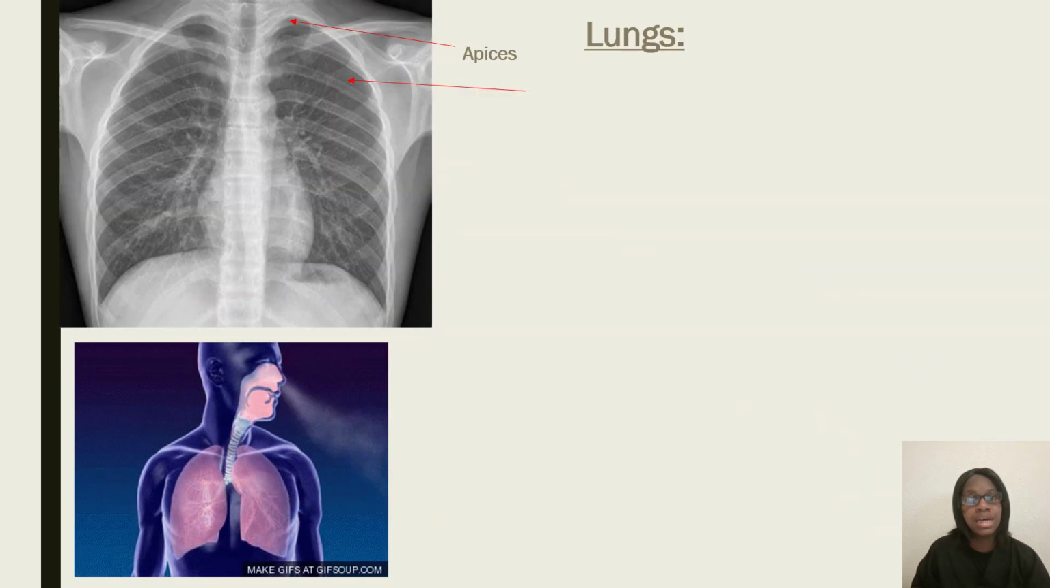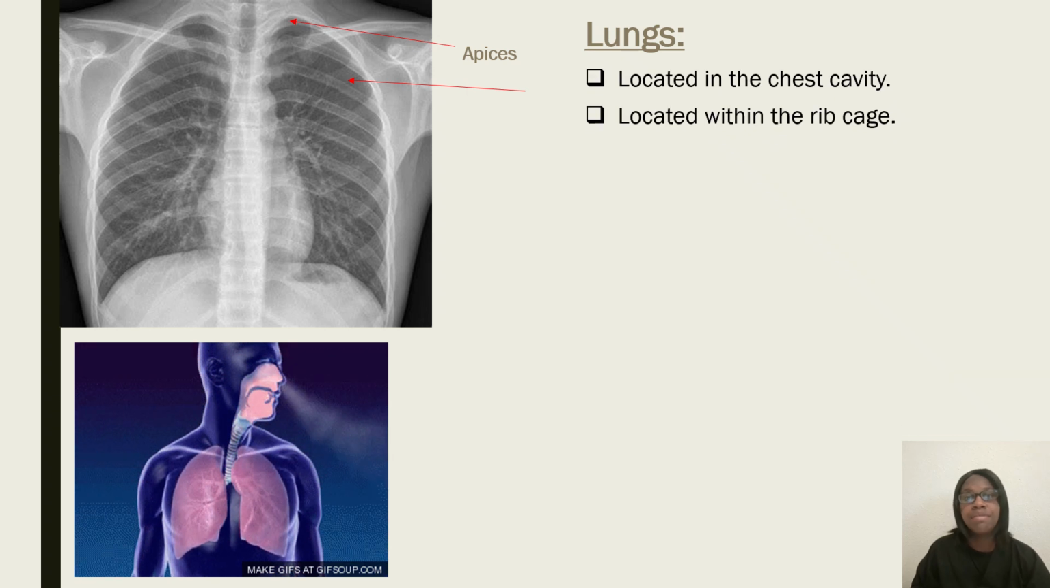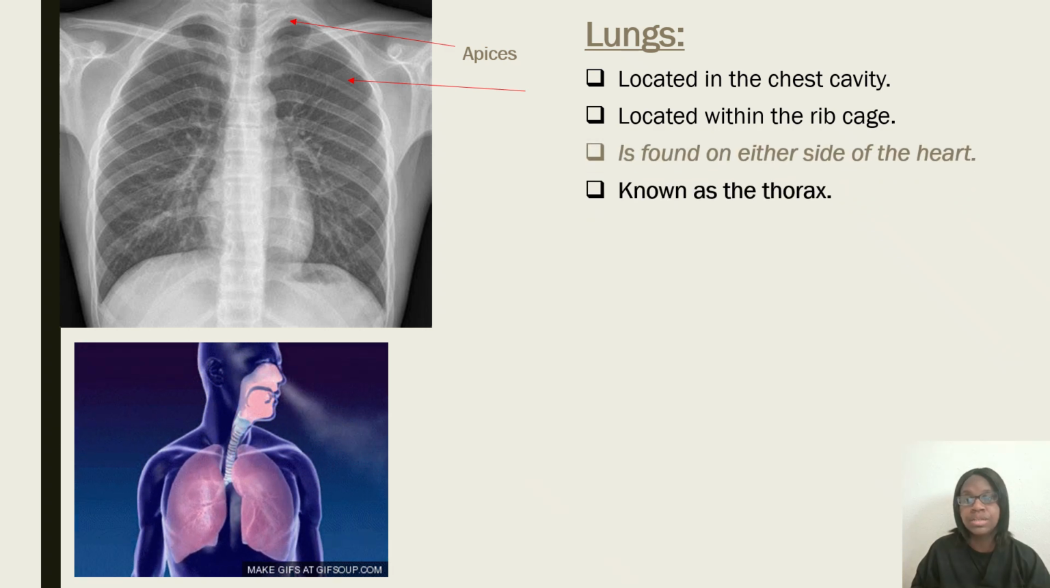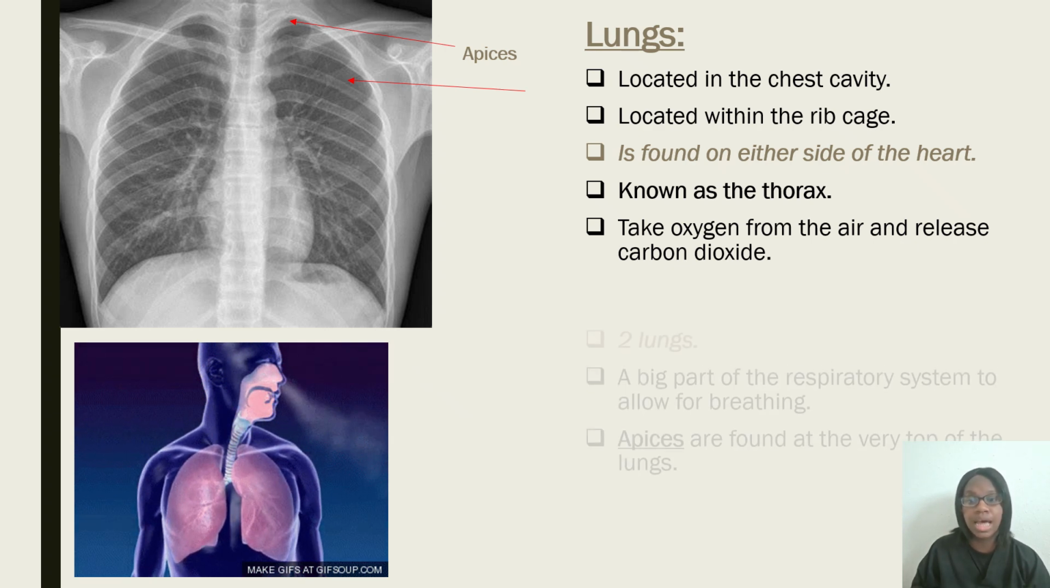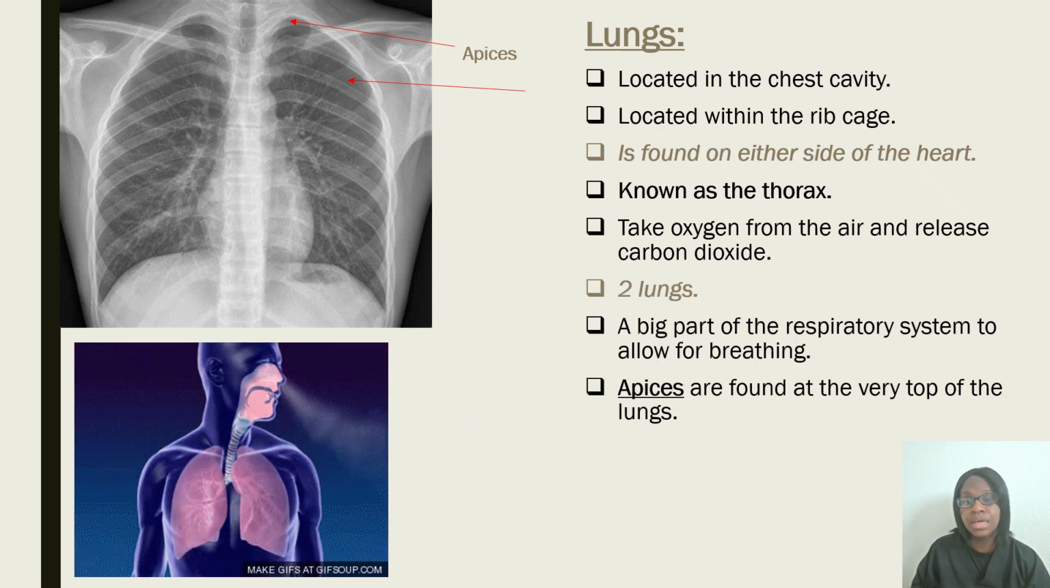Now we have our lungs. At the very top, you have your apices, and then you have your lungs located in the chest cavity, within the rib cage. They are found on either side of the heart, in the area known as the thorax as well. The lungs take oxygen from the air and release carbon dioxide. We have two lungs. They're a big part of the respiratory system, allowing for breathing. And like I was saying, the apices are found at the very top of the lungs.